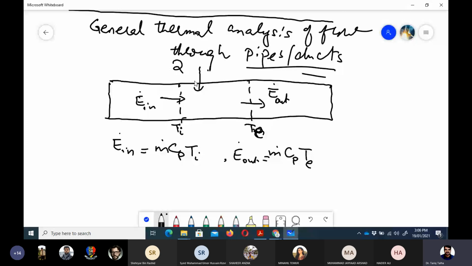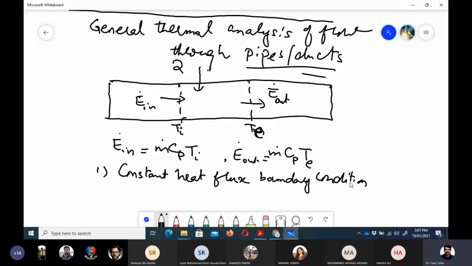So if I say that the heat which is coming here, okay, before we go further, there are two types of boundary conditions which we usually use for the internal flow. One is the constant heat flux boundary condition, right? This boundary condition is applicable when we have constant heat flux coming in from the pipe surface or going out.